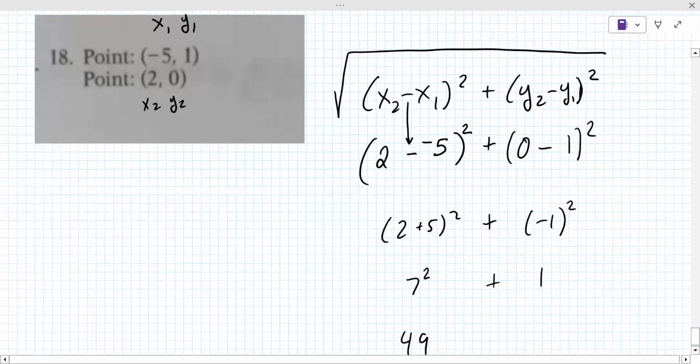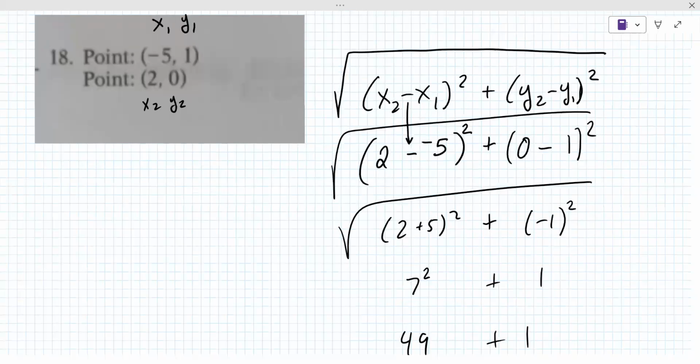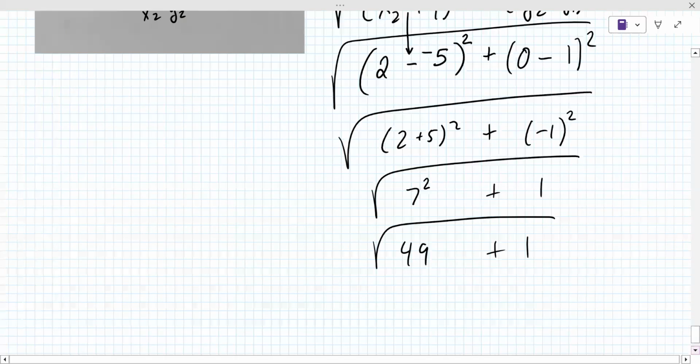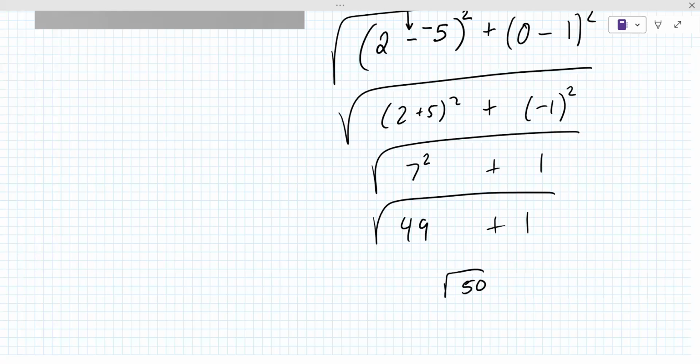7 squared is 49, and 1 squared is 1. You're supposed to take the square root at the end. So we'll combine these numbers: square root of 50. But maybe we can reduce that. Reduce 50.